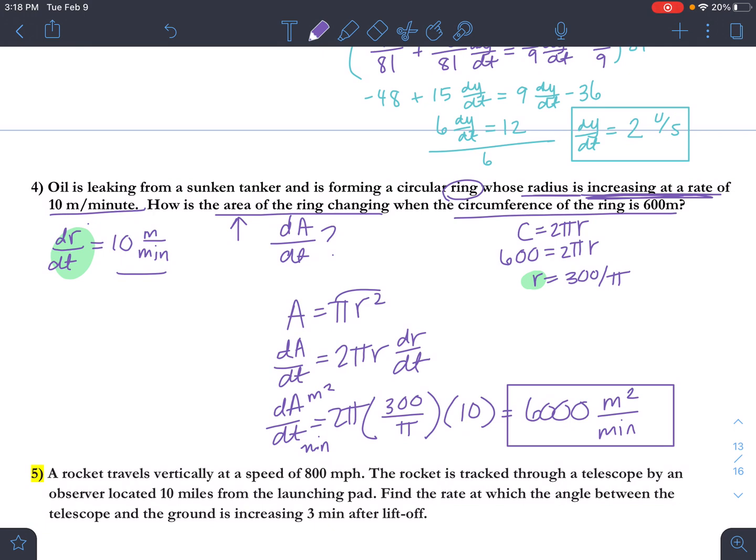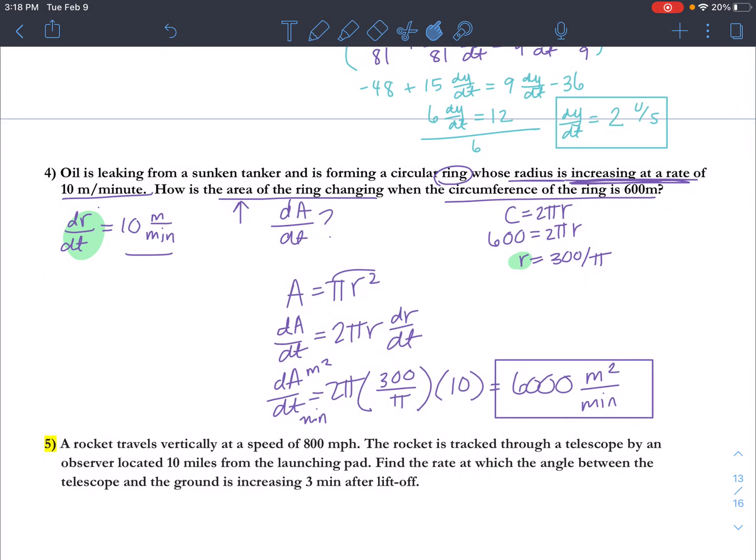All right, well, that's about it, guys. We're going to try the last two together and see how those go. Please make sure you feel okay about implicit differentiation and the idea of finding the derivatives or those rates coming out of the problem as given information.